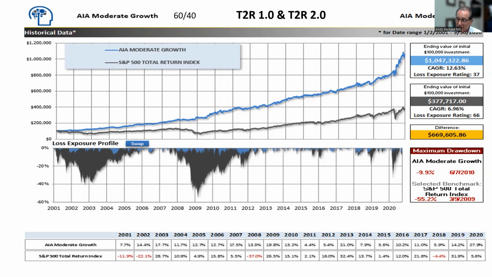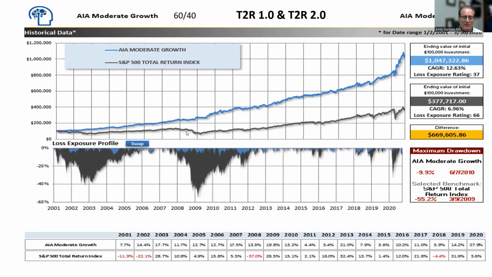And even more telling, look at the risk profile, the maximum drawdown down here in the bottom right corner in the red box. Again, the S&P 500 still had its maximum drop of 55% back in 2008 and 9. But the risk exposure, the maximum drawdown for the AIA using both risk indicators was just shy of 10%, 9.9. So again, it's reduced volatility by a long shot, and by doing that, we believe it enhances rate of return.